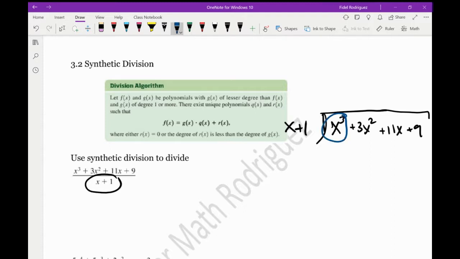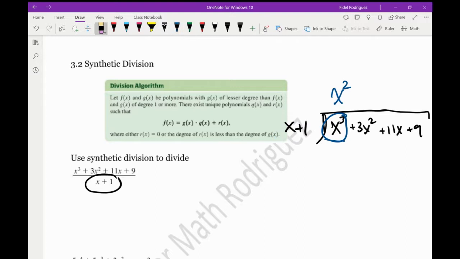look at what I have right here. I have an x to the third. And look what I have right here. My question to you is, what do I need to multiply x by so that I would get an x to the third? Anybody know? What do you got to multiply an x by to get an x to the third? We need to multiply it by an x squared, right?